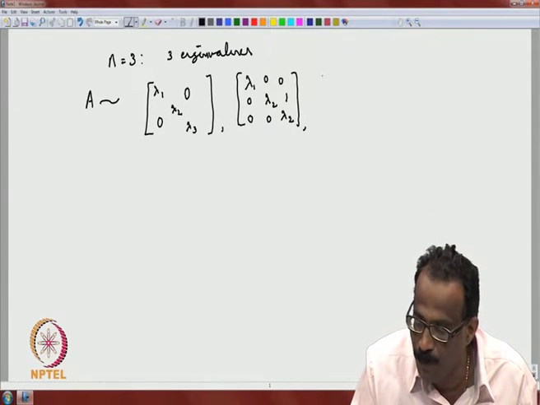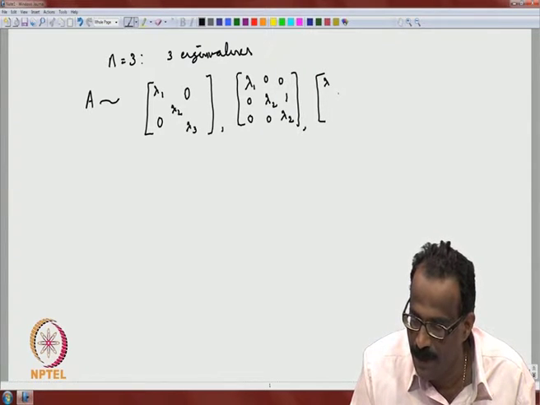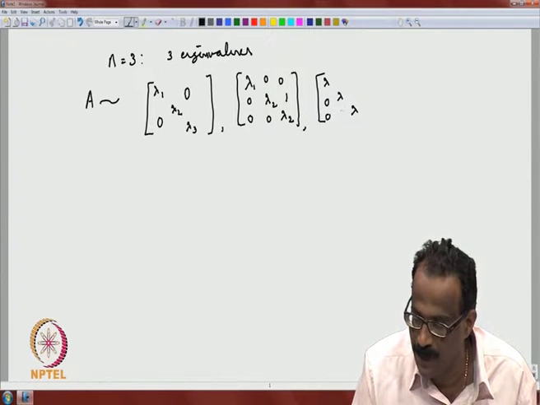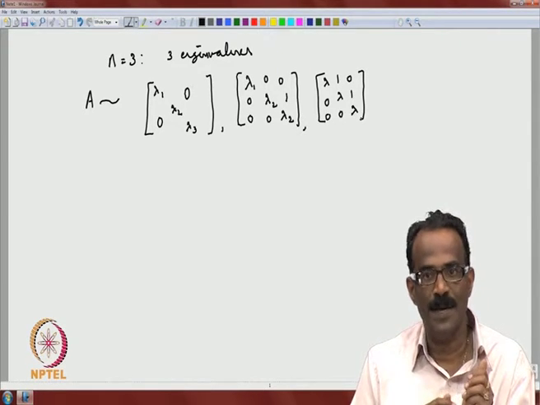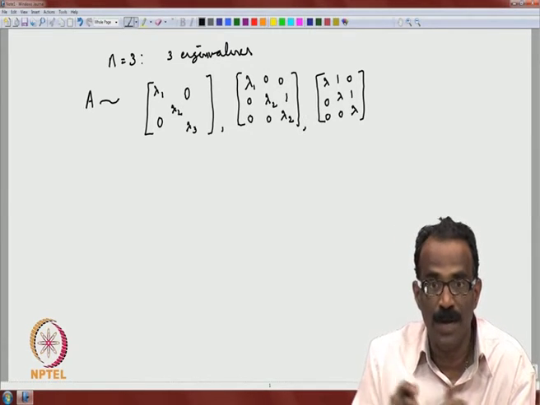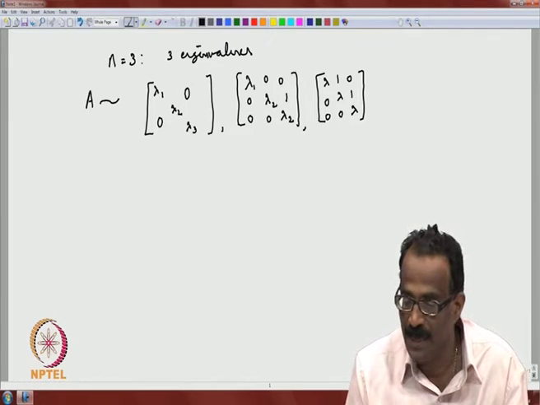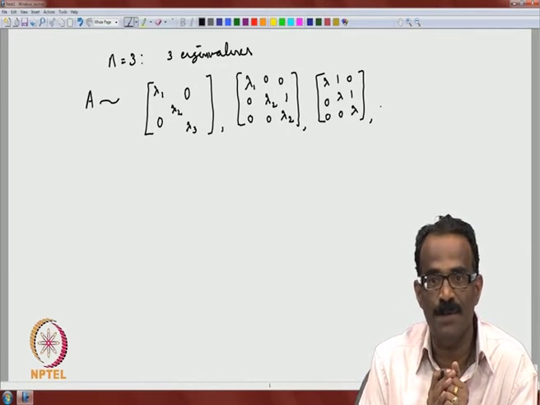You will also have a block of that form, another one with lambda lambda lambda, 0 0 here, with all superdiagonal elements 1. This is another block. Typically, these are the blocks you are going to get. In high dimensions it will be complicated, you will have multiple different blocks. And these are the cases where you have real eigenvalues.